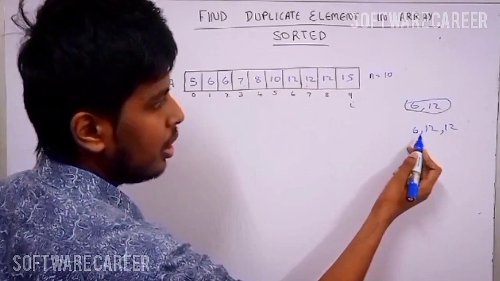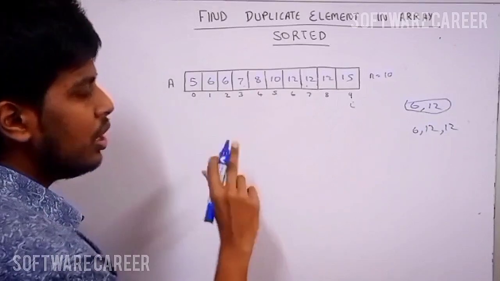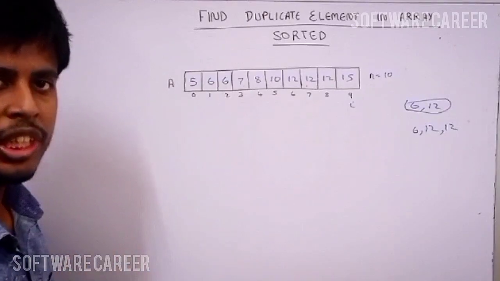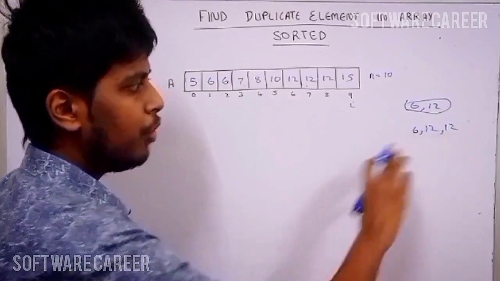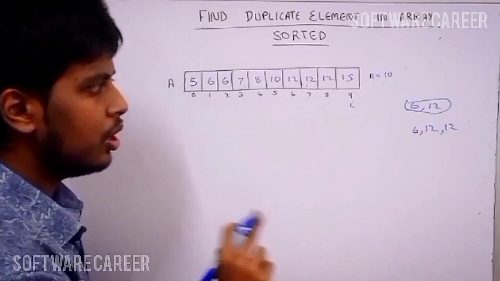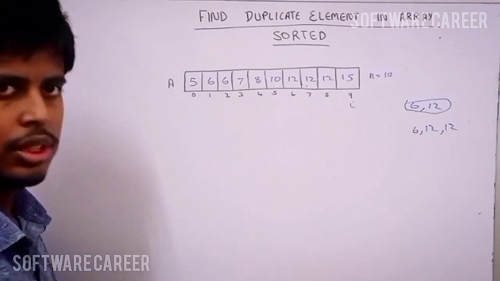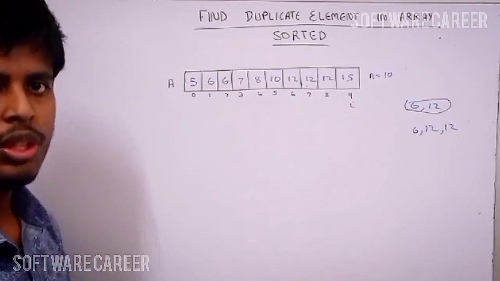But see, the output should be 6 and 12 because 6 and 12 are the duplicate elements. But here, 6 is there, then 12 is printed 2 times. You should print the duplicate elements, but not the number of times it's repeated. But here 12 is printed twice. So to remove this error, there is one condition. Let's see how to write the code for that.